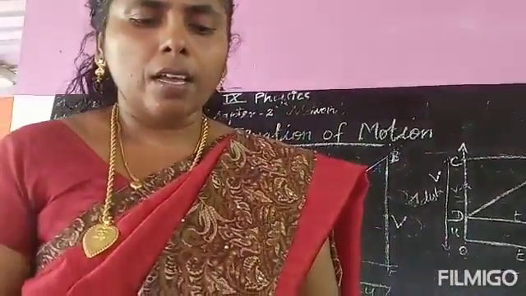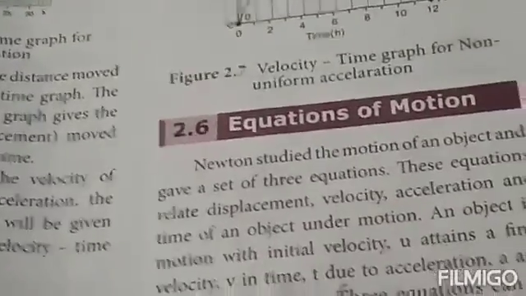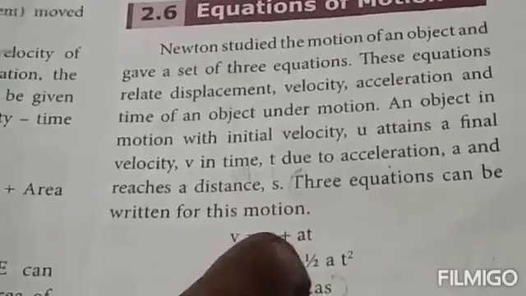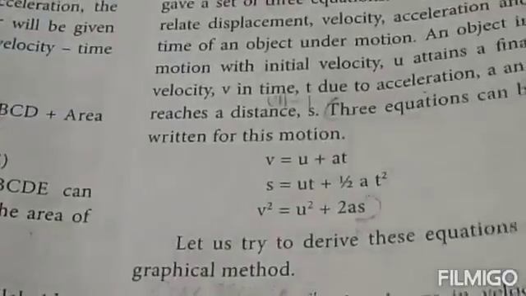Answer in detail. First question, derive the equations of motion by graphical method. Page number 19, equations of motion heading. From here you should start. The equation can be written as the following: V equal to U plus AT. First you write this equation. After that, from the start, graphical method, you should draw the diagram. Then first equation, second equation and third equation, up to this much. So that is the detailed answer for the first question.